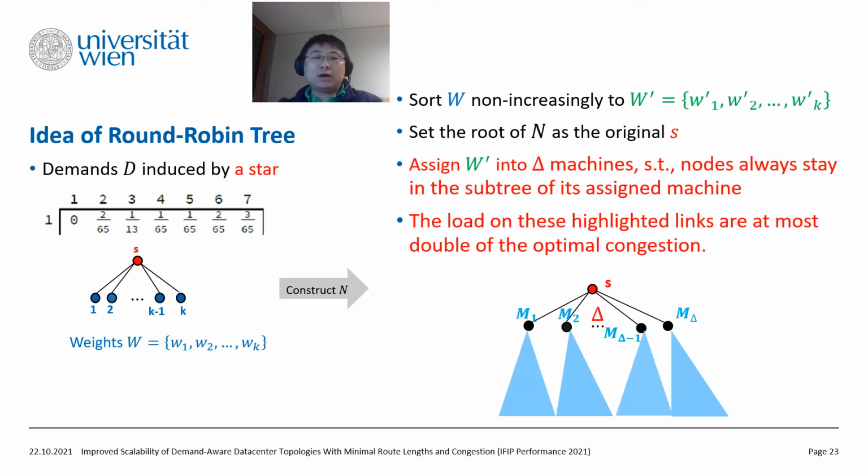Now we introduce our idea of a round robin tree to improve this congestion. For this root, we have delta children. We regard each of the children as a machine, so we have delta machines. Then for W prime, we assign them to these delta machines. If a node is assigned to a machine, then it will always stay in the subtree of this node. By this way, we know the congestion on these highlighted nodes will be a two approximation of the optimal solution.